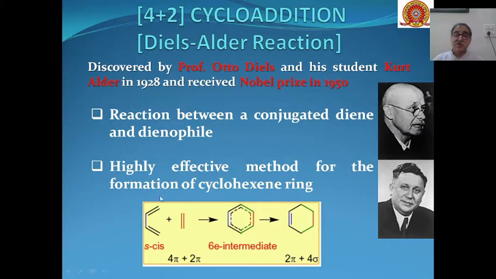So for example, if you have 1,3-butadiene in cis form and you react this with ethene through a six-membered cyclic transition state, these two reactants will be converted into cyclohexene, and this reaction is known as the Diels-Alder reaction.